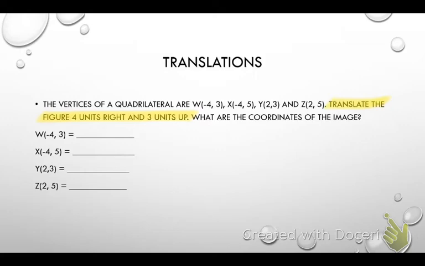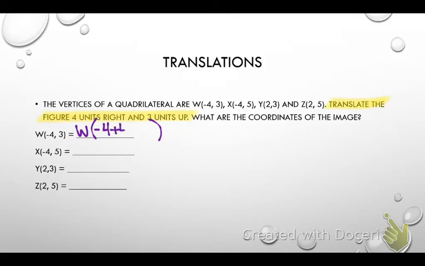Okay, Caitlin, what'd you get for W? Okay, so what did you do to negative 4? It says 4 units right. Okay, so 4 units right. Can anybody on her team help her if it's 4 units right? Okay, somebody new though. Lily?